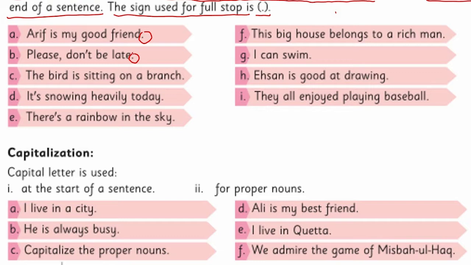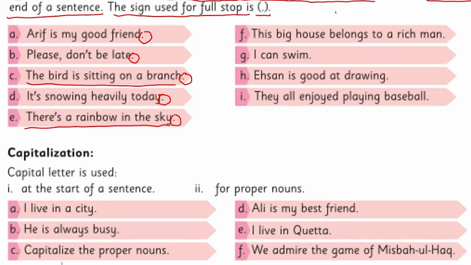In the third sentence: the bird is sitting on a branch. So the full stop is here. In the fourth sentence: it's snowing heavily today. This is the full stop at the end of the sentence. There's a rainbow in the sky. So here is the full stop at the end.